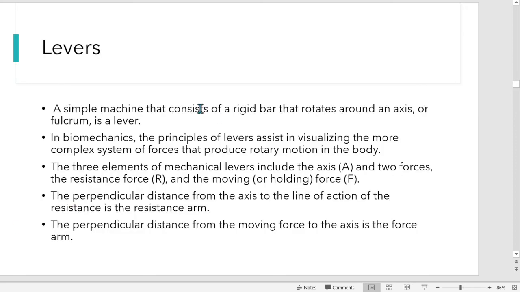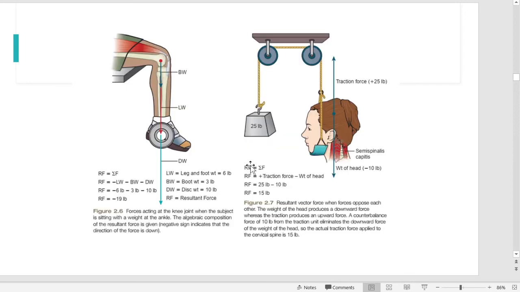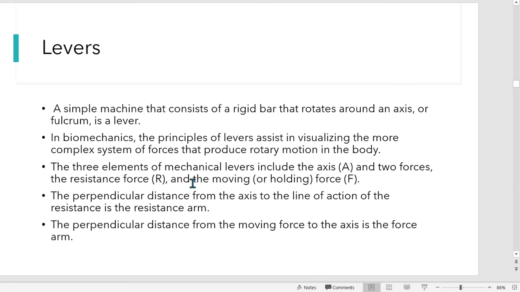Then we have a lever system. So a simple machine, what is a lever? That's the question. A lever is a simple machine that consists of a rigid bar that rotates around an axis or fulcrum. So here, we are talking about a translational force. There's no rotational yet. But when we talk of the lever system, it's a rigid bar that rotates around an axis.